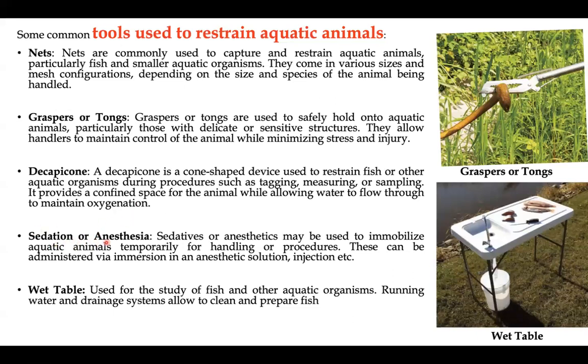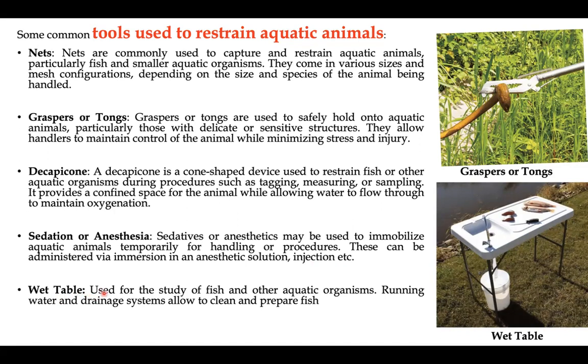Sedation or anesthesia. In the case of fish or other aquatic animals as well, we use anesthetics or sedatives to do some experiments or procedures, and this can be administered via immersion in an anesthetic solution or injection. So we make a solution and keep the fish or other aquatic animal soaked in it for some time, and it will be immobilized. In other cases, depending on the nature of the anesthetic, we can inject it into the body of the fish as well.